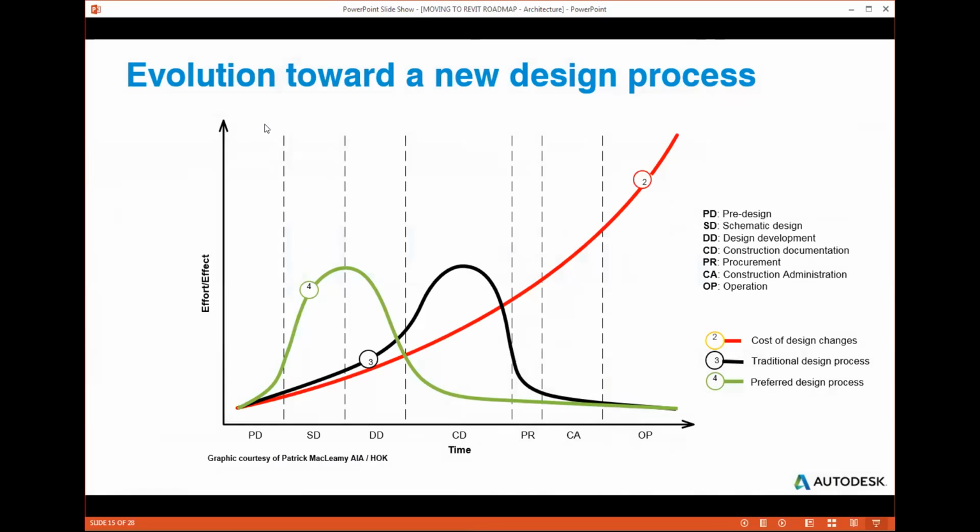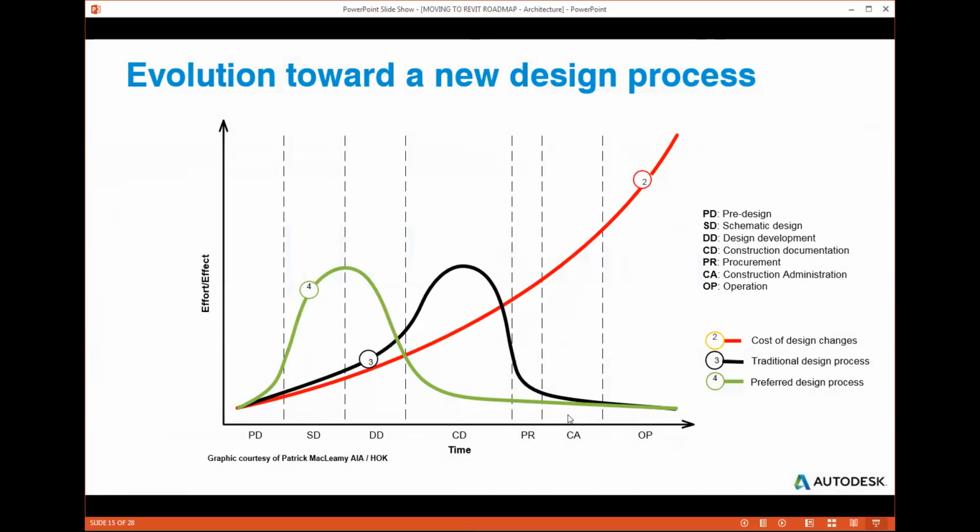Now, this graph, you need to explain it. It explains one of the key concepts in BIM. The black line that you're looking at here is how people are working now. The green line is how people will be working when they move to BIM. The red line shows how, over time, the level of cost you will incur as the project progresses.